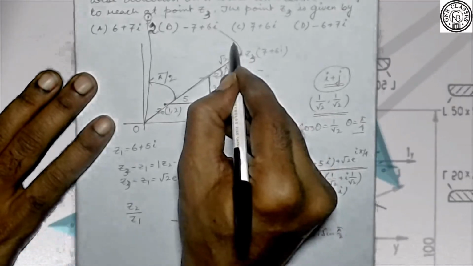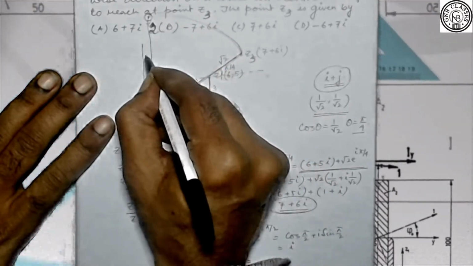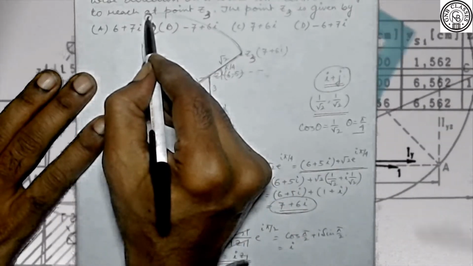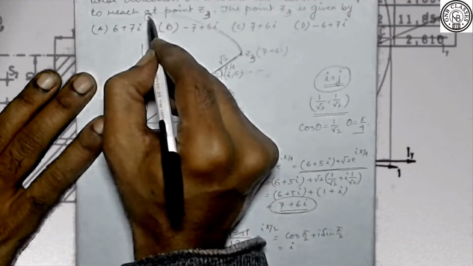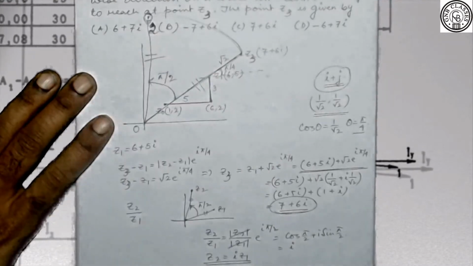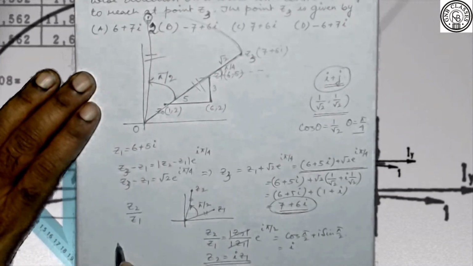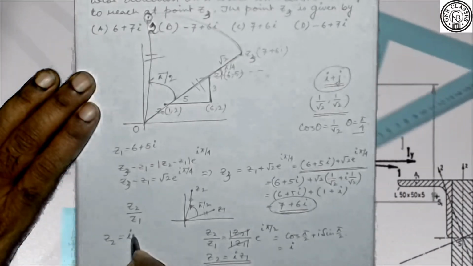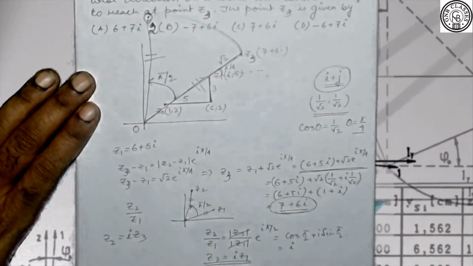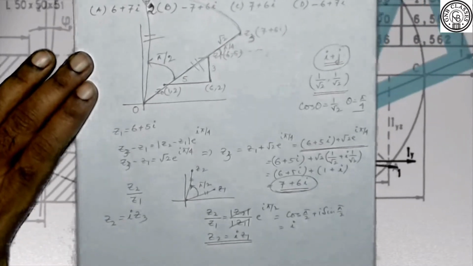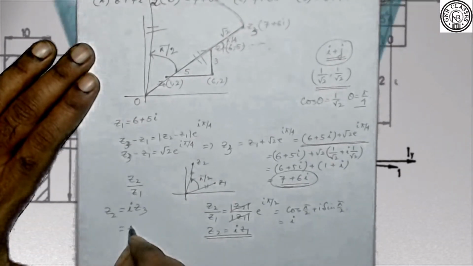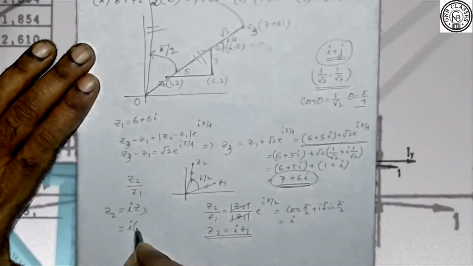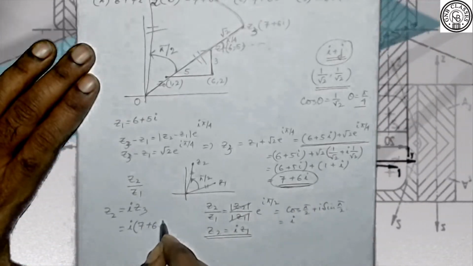Now we are moving along the circle, so this length and this length are the same. They are the radius of the same circle, and the point reaches point Z2. Therefore, how will the position vector of Z2 be calculated? The position vector of Z2 will be nothing but iota times Z3. And what is Z3? The position vector of Z3 is 7 plus 6 iota.